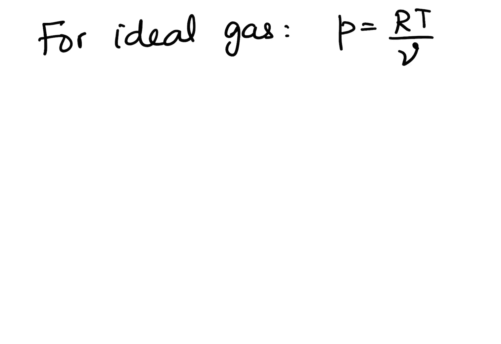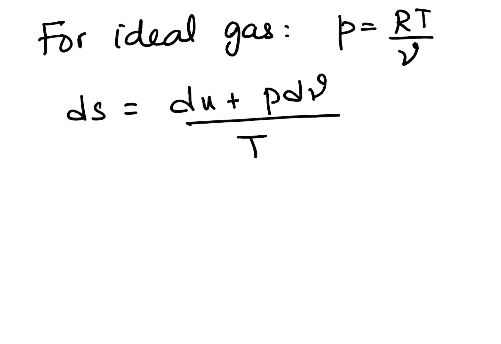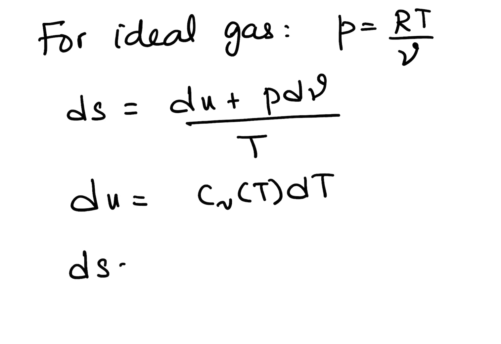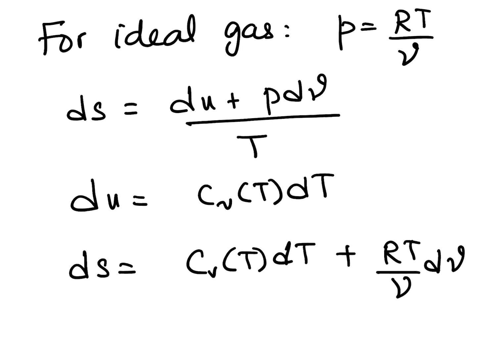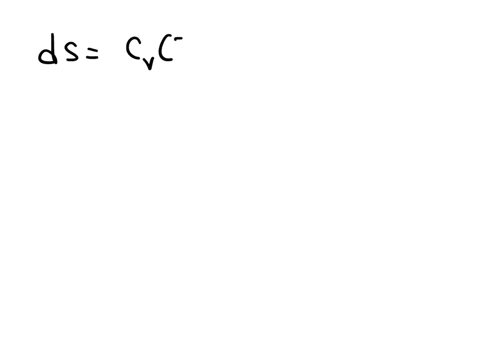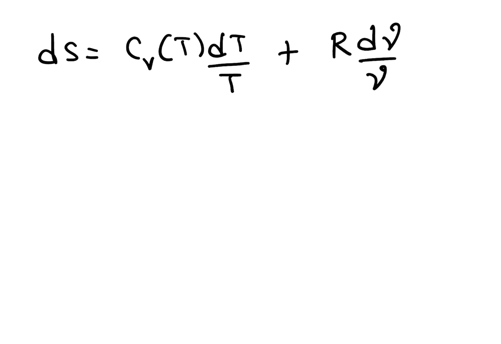Now we can do the same analysis for an ideal gas. What is true for an ideal gas? P equals RT over nu. I'll start with ds equals du plus P dV divided by temperature, and du equals Cv as a function of temperature times dT. So ds equals Cv of T times dT plus P, which is RT over nu, times d nu, divided by temperature. So I have ds equals Cv of T dT divided by T plus R d nu over nu.